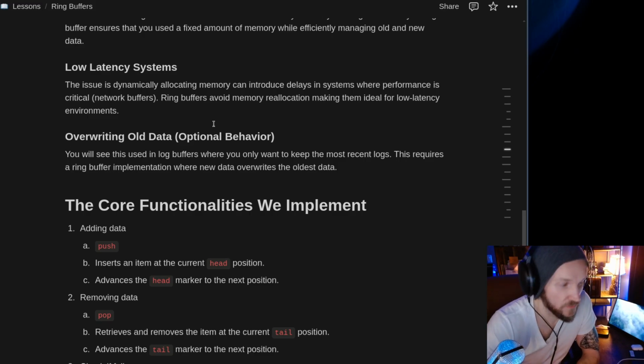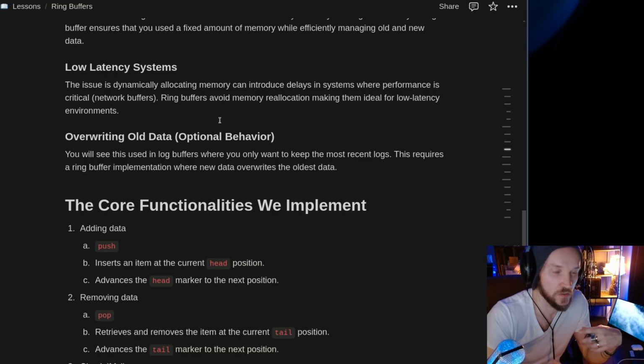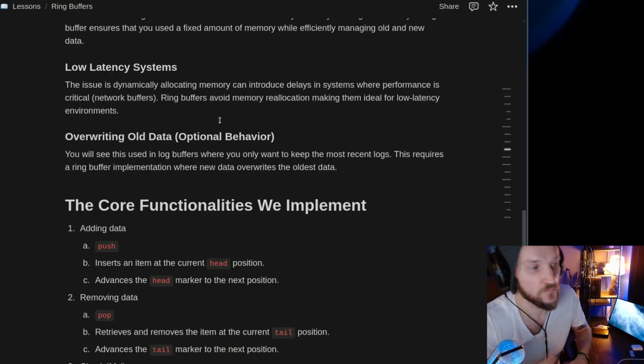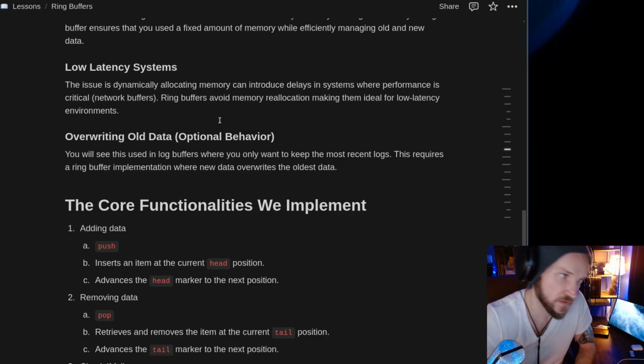And then there's also the optional functionality of overwriting old data. You see this used in logs, because with logs, you only want them to get to a certain size before you start overwriting the old logs.